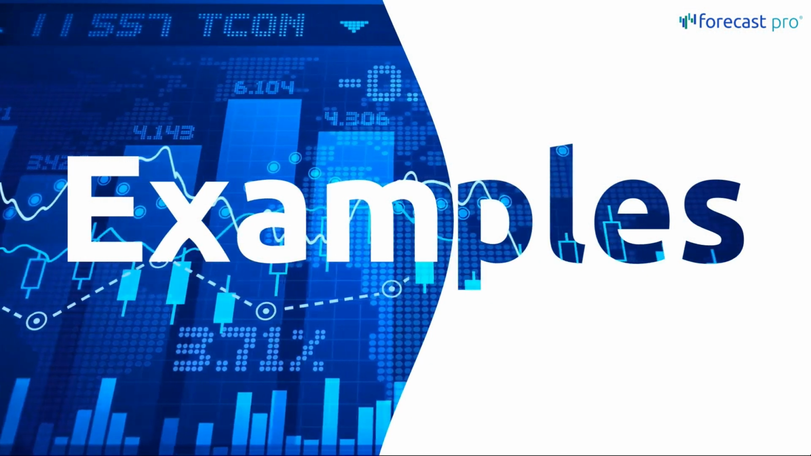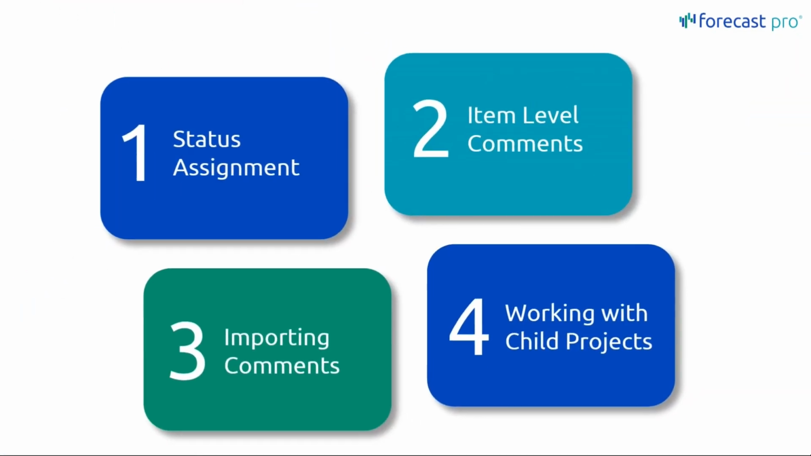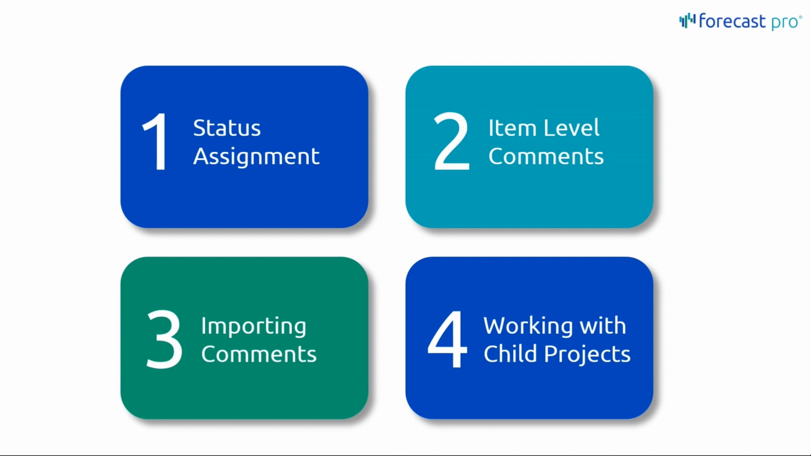Now let's look at some examples. Today we're going to be looking at 4 specific examples. The first, we'll start with just a basic status assignment. Second, we will apply item level comments on an individual item basis. Third, we will look at importing comments from an external data source if we want to apply it to lots of items. And then fourth, we will look at a real-world example when we're working in a parent-child project environment.